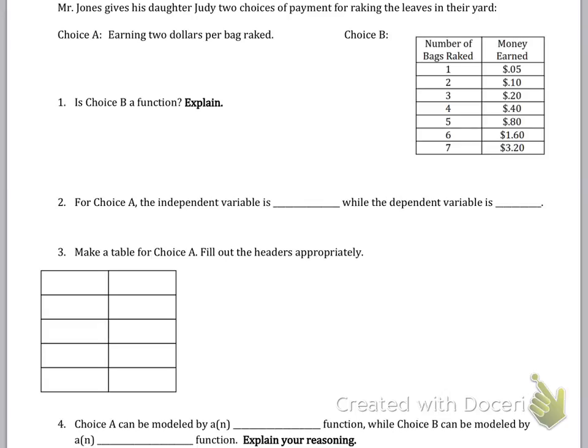First of all, Mr. Jones gives his daughter Judy two choices of payment. She could use choice A or choice B. Choice A is earning $2 per bag raked, and choice B is shown in this table here, and we'll look more closely at that in a moment. First of all, we want to answer the question: is choice B a function? I went ahead and answered that for you.